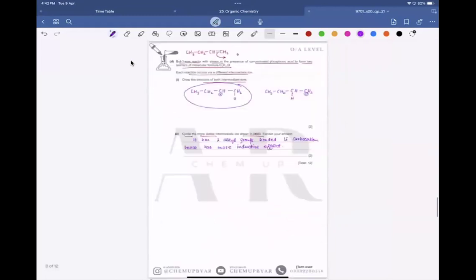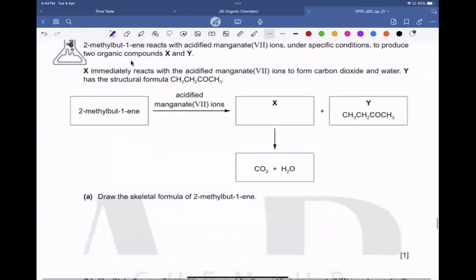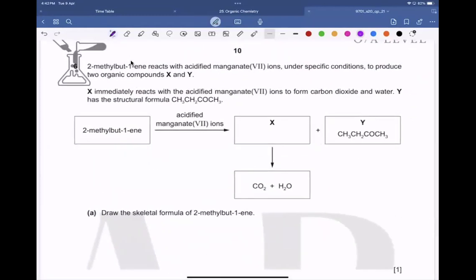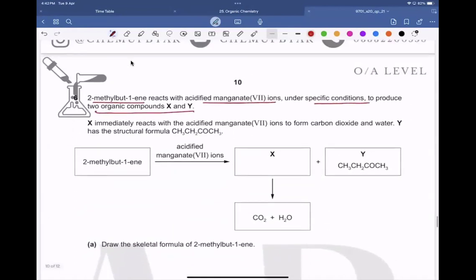Okay. Now we have question number 6. Here we go. 2-methylbutene reacts with acidified manganate(VII) ions under specific conditions to produce two organic compounds X and Y. So if you recall 2-methylbutene, if I draw the skeletal formula, butene and 2-methyl, it would be like this.